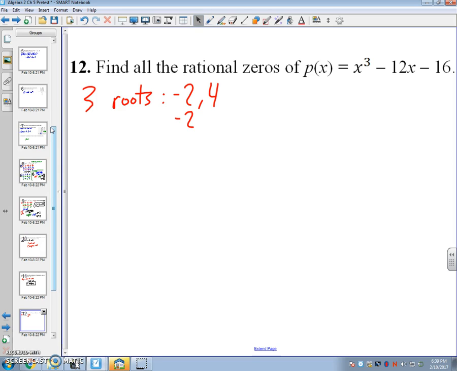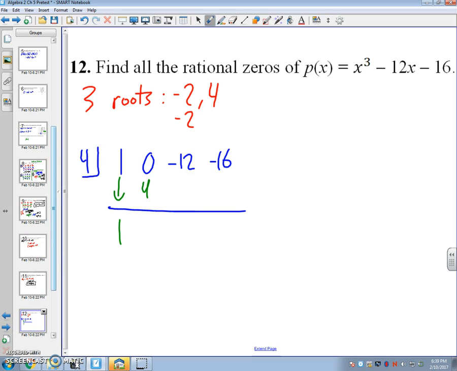Now let me show you the work to see how that happens. Let's do synthetic. Degree is 3, should be 4 terms. x squared is missing. So I do 1, 0, negative 12, negative 16. I plug in the one I see. Let's do 4. All right. Do synthetic. Drop this. Multiply. Add. Multiply. Add. Multiply. Add. All right. This lands with x squared plus 4x plus 4.